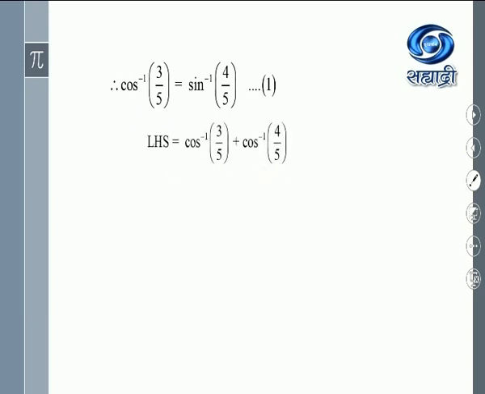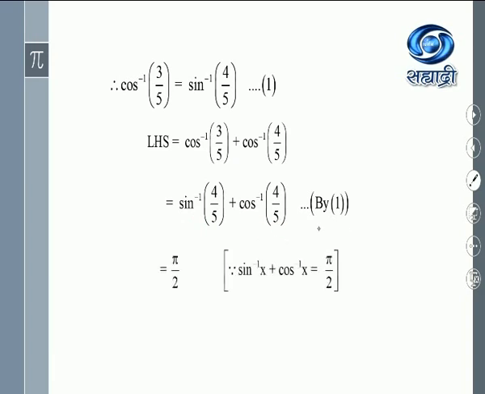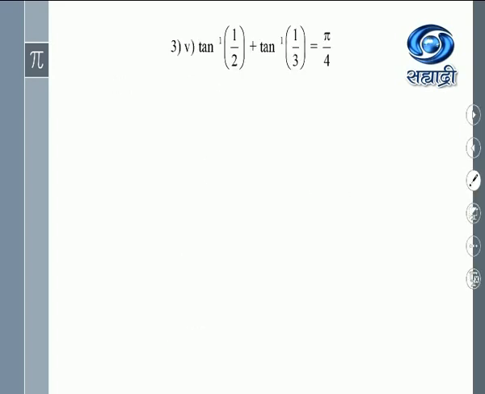And in LHS, as I told, we substitute cos inverse of 3 by 5 plus cos inverse of 4 by 5. Now this value we write sine inverse of 4 by 5, and this is cos inverse of 4 by 5, and give the reason in which step you are using, that we'll have to write, and which is equal to pi by 2, because this is one of the properties of inverse trigonometric functions, that is sine inverse x plus cos inverse x is equal to pi by 2, and therefore this is equal to RHS we can write. Is the idea clear how we are following? It is very easy.